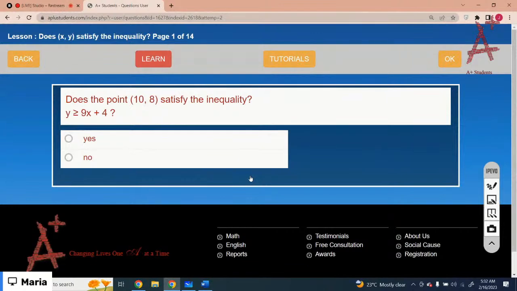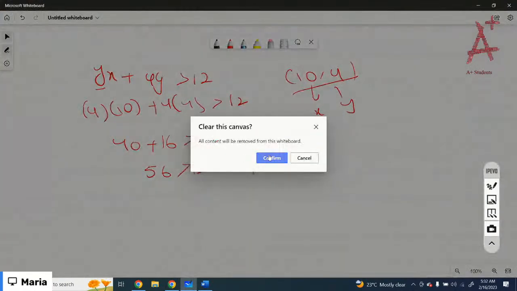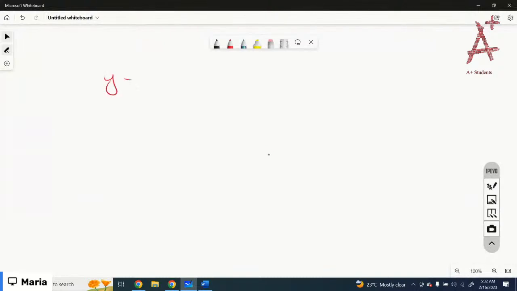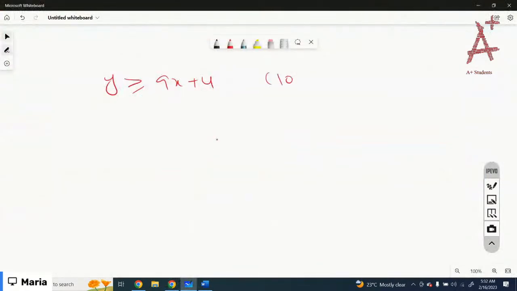Let's just start. Does the point (10, 8) satisfy the inequality? The inequality is y is greater than or equal to 9x plus 4. Let me write it down on the board. y ≥ 9x + 4, and the point is 10 and 8. This is the value of x and this is the value of y. Got it? Just replace all the variables with the values.